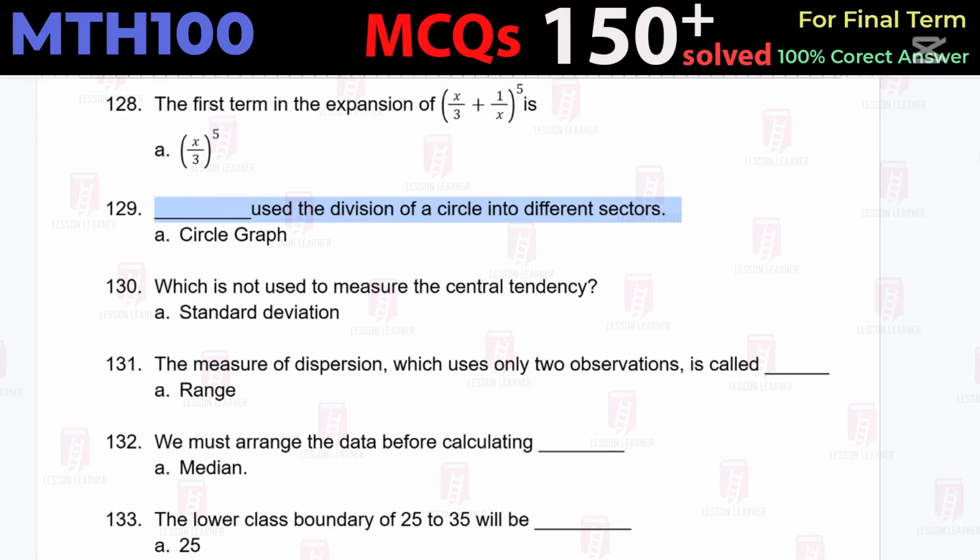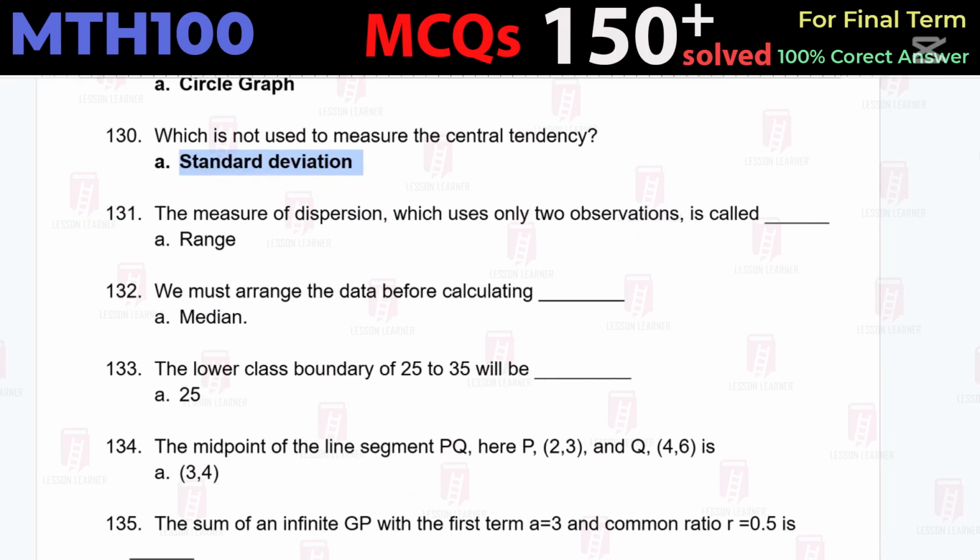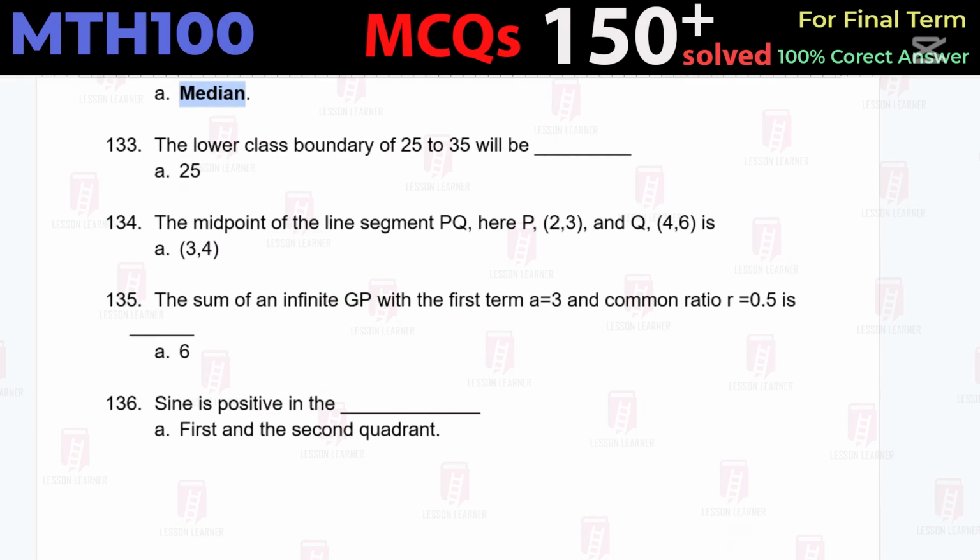Pie chart is used for the division of a circle into different sectors. Which is not used to measure central tendency? Standard deviation. The measure of dispersion which uses only two observations is called range. We must arrange the data before calculating median. The lower class boundary of 25 to 35 will be 25.